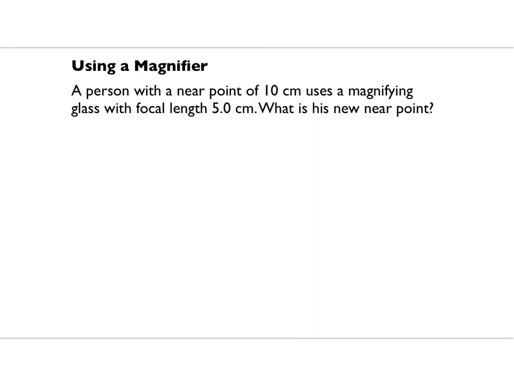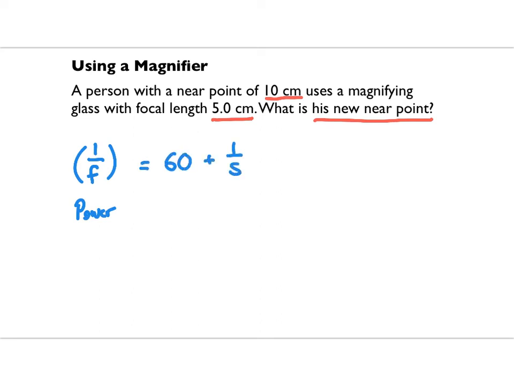So a person with a near point of 10 centimeters uses a magnifying glass with a focal length of 5 centimeters. What is the new near point? Now remember, we're going to start using this relationship. 1 over f, that's the power of your visual system. And let's just think about that not as 1 over f, but think about it as the power is equal to 60 plus 1 over s. Think about how you'll set up and solve this problem. Take a moment. I'll be back.